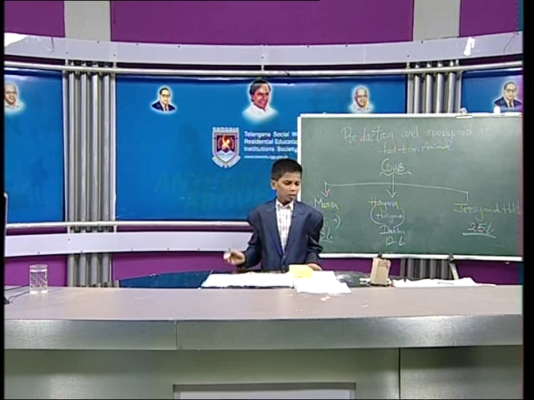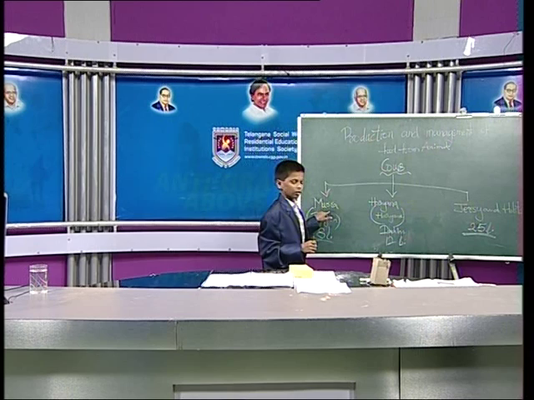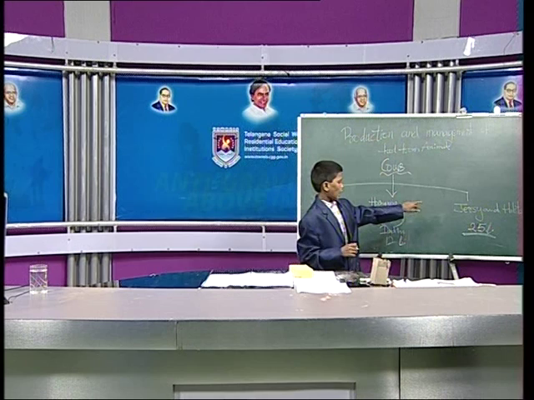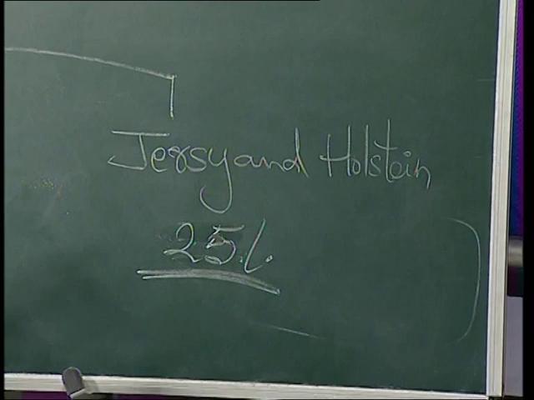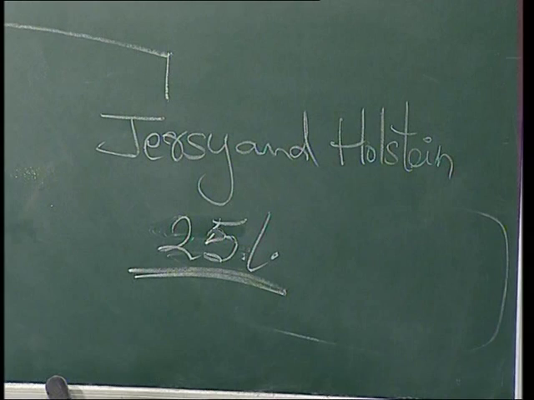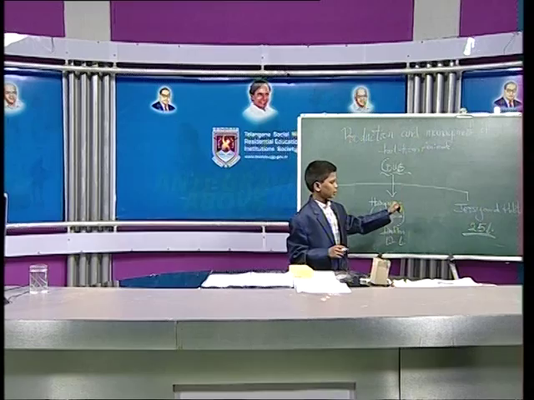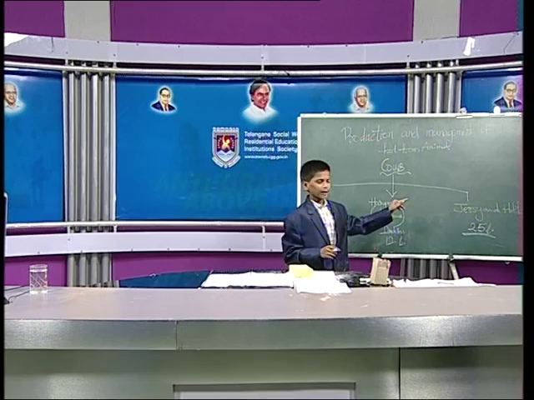This is Murrah, mostly found in our Telangana state. And this is the Haryana, which is found in Haryana state. And the last ones, the foreign varieties, are Jersey and Holstein. They can give a good quantity of milk, 25 liters per day. These are the foreign varieties: Jersey, which is found in England, and Holstein, which is found in Denmark.